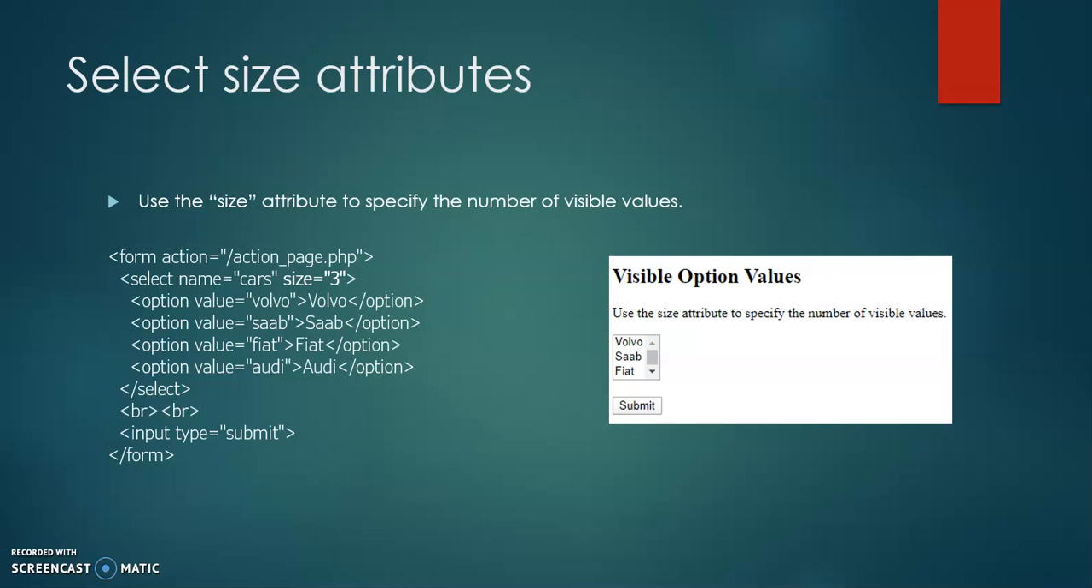Select size attributes. Use the size attribute to specify the number of visible values. If you would like to show more than one value, you can do select name, whatever the name of your select is, and then size equals the number of options you would like to view. So we have select, name equals cars, and size equals 3. As you can see, the first 3 options are shown in the browser window.